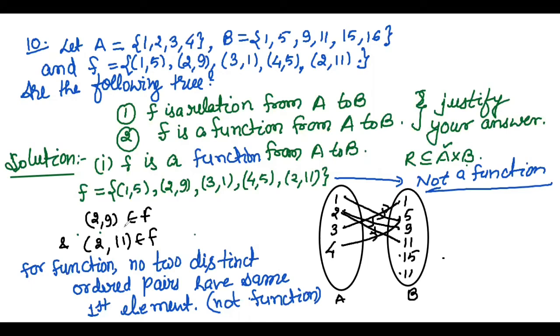And we know that from the definition of a function, no two distinct ordered pairs have the same first elements. Here, in the ordered pair (2, 9) the first element is 2, and in (2, 11) also the first element is 2. So this is not a function, not possible. 2 is connected to 9, 2 is connected to 11 also. So we'll write this is not a function.